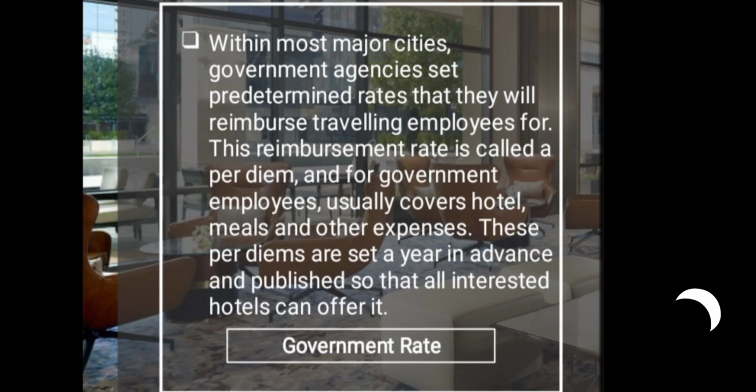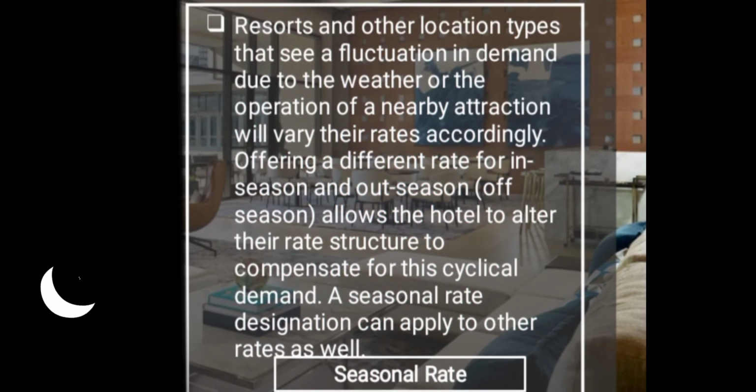So, government employees are given a per day allowance for their traveling. In a government rate, the hotel offers a daily fee or free meals, so that they no longer have to worry about where they will have lunch. So because of the government rate, the hotel offers meals for the employees. Okay, and now let us proceed to seasonal rate.